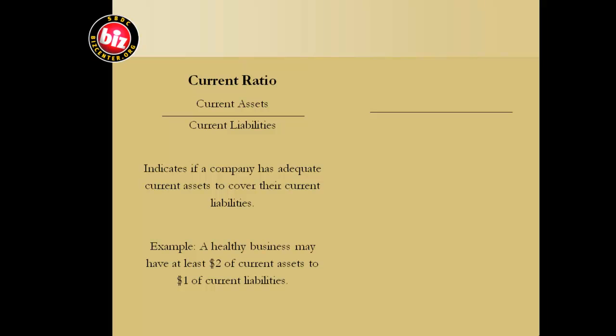If we put this ratio into a sentence, we would say that this business has $2 of current assets for every dollar of current liabilities. If the ratio was less than 1, or for example 0.75, we would say that this business has 75 cents of current assets to cover every dollar of current liabilities.